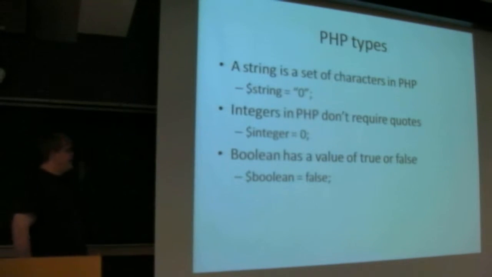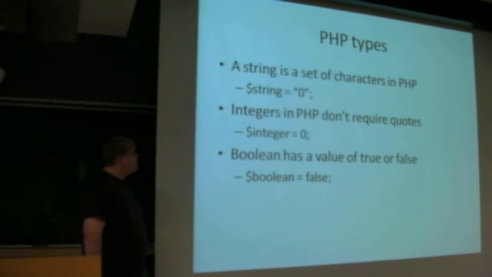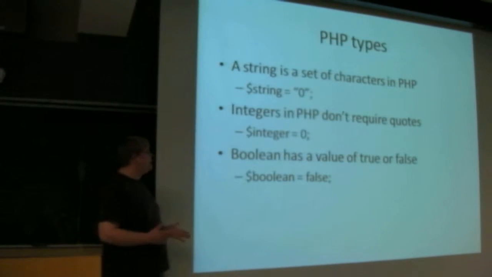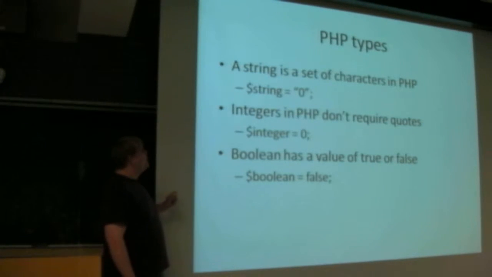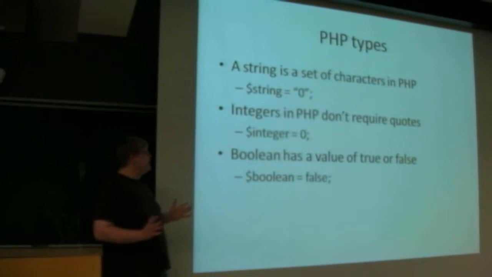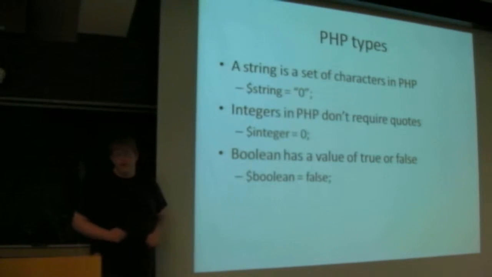Types in PHP. 3 basic types that are really commonly used in PHP are strings, integers, and booleans. Strings are typical English phrases consisting of whatever characters you have. Integers are numbers. Booleans are true and false.